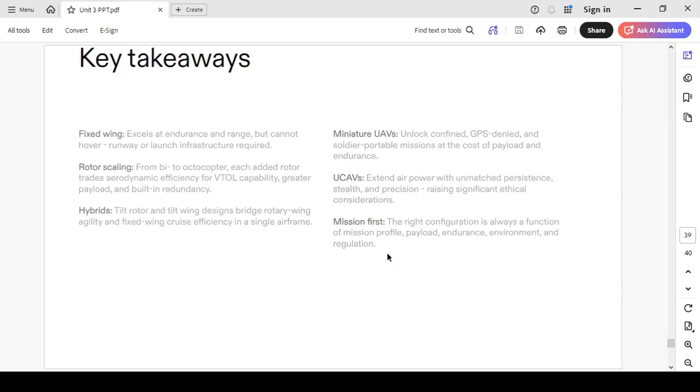So the key takeaways would be the fixed wing type and the rotary type, hybrids, miniatures, UCAVs and the missions which you target to do.